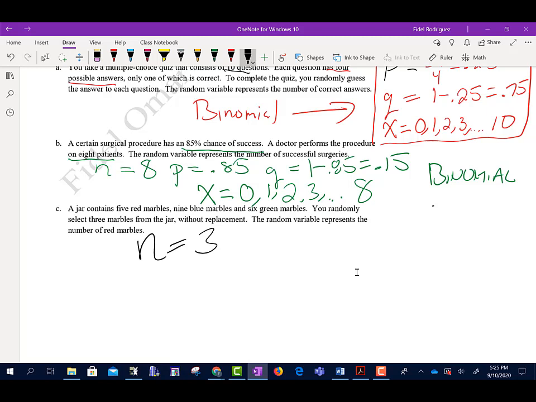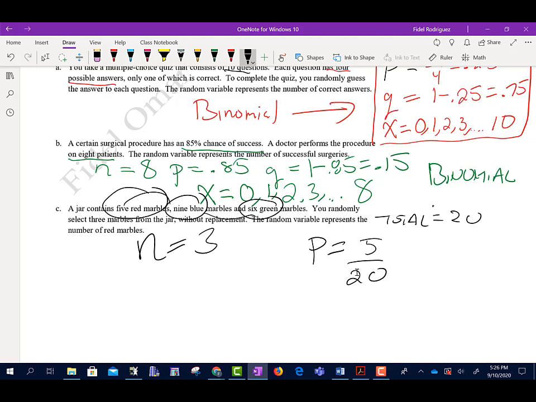Okay. So let's see, we're going to figure out what's the probability that we're going to get. It looks like we're looking for a red marble, right? Because the random variable represents the number of red marbles. So we have 5 red, 9 blue, 6 green. So it looks like the total number of marbles we have, 5 and 9 is 14, and 6, it looks like it's a total of 20. Okay. So the first time that I get a red marble, because there's 5 of them, it's going to be 5 out of 20, right?